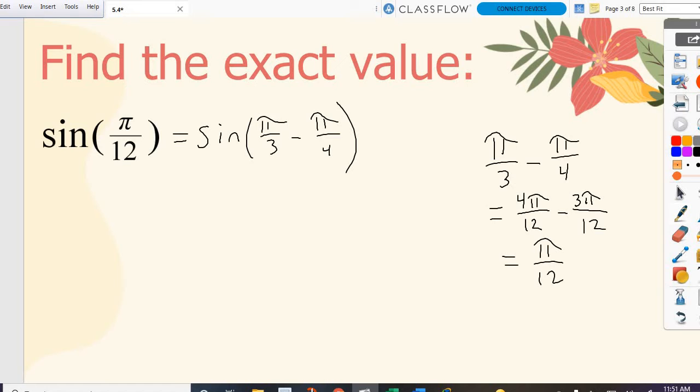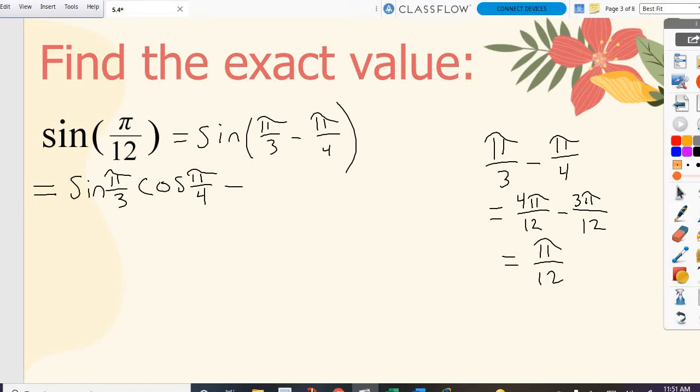Pi over 3. What's acting as our v? Pi over 4. And then which formula are we using? The sine subtraction one. So we would have sine of pi over 3 times cosine of pi over 4. Now for sine, it's the same operation, so subtraction.